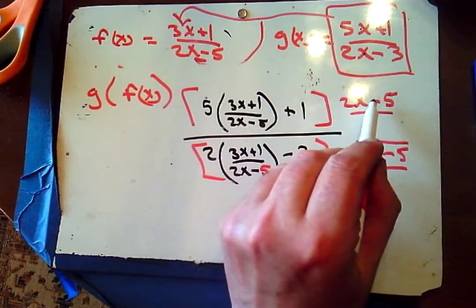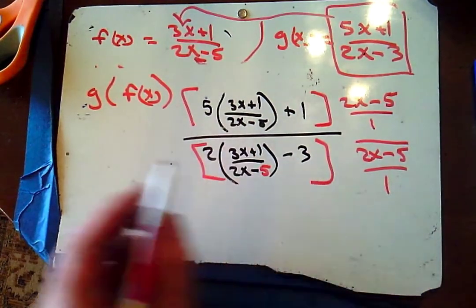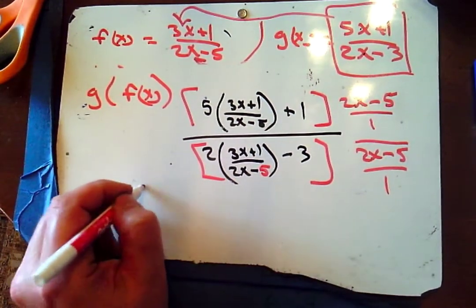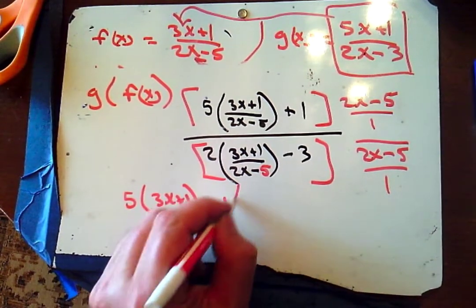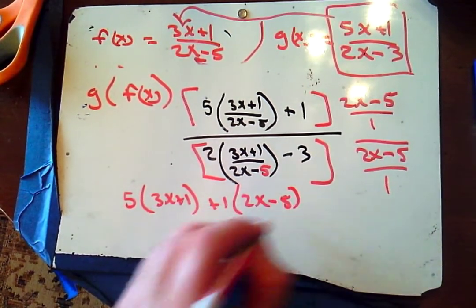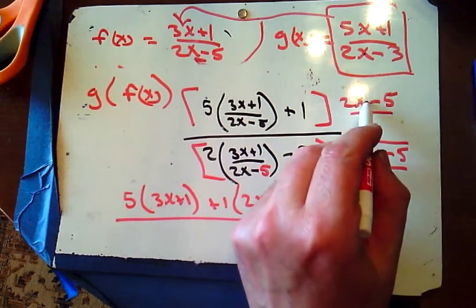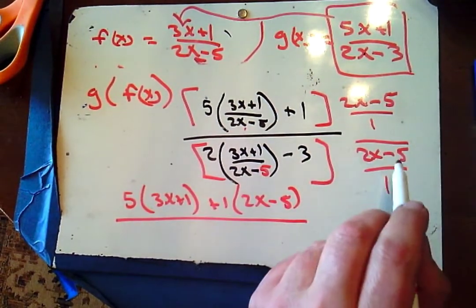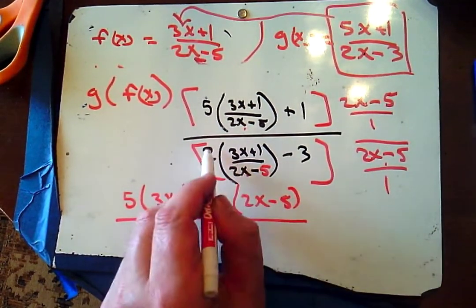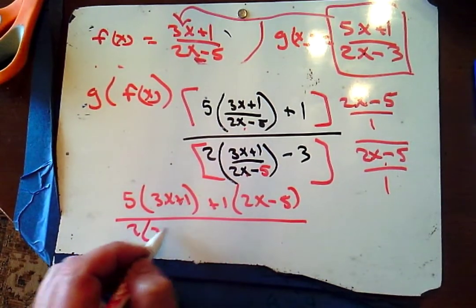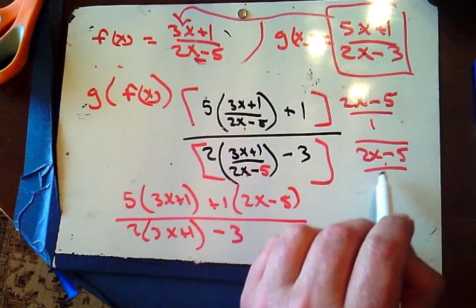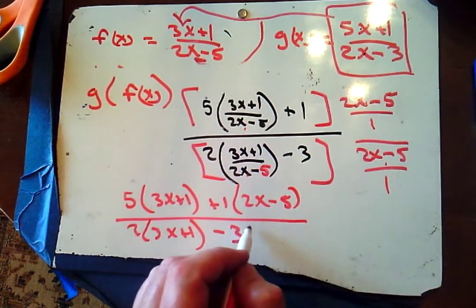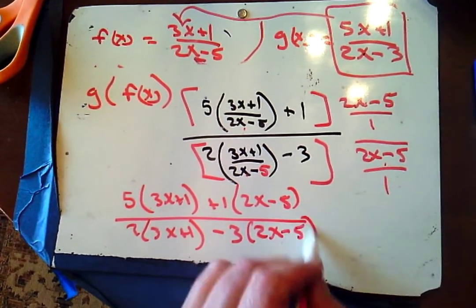Okay? I need to distribute that to each of these. And so my top will look like 5 times 3x plus 1 plus 1 times 2x minus 5. And this cancels that out. This will also cancel this out, so I'm only going to have 3x plus 1 on the bottom, minus 3. This didn't cancel out here, so I've still got 2x minus 5.